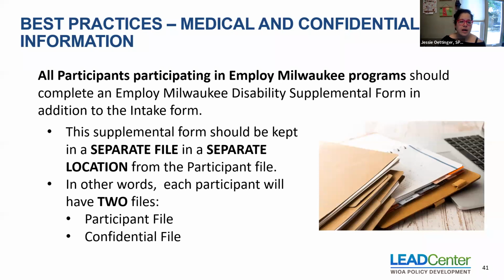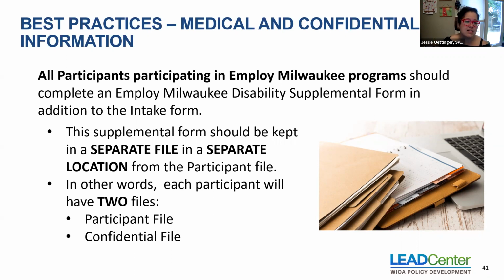So your eligibility and enrollment information does not contain medical information. And while you're filling it out, I don't know if there are a lot of options to do this, but don't include any medical information in it because it's being treated slightly differently. You should fill out a Milwaukee Disability and Medical Supplemental form for everybody, regardless of whether they have a disability. So it's not like a special form just for the people with disabilities. Everybody gets a participant file and everybody has a confidential file with this supplemental form.